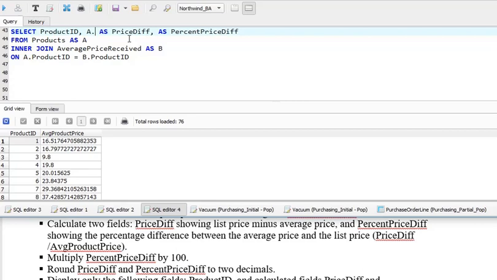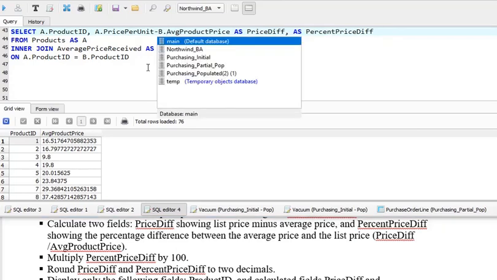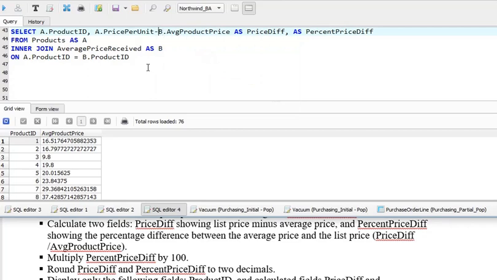So if we do A price per unit, I also need to specify where this product ID is coming from. Am I pulling that from A or B? Since I'm using an inner join, I could pull it from either one, but I'm going to be pulling from A product ID, and then from the products table, I'm pulling the price per unit, and then I'm going to be saying minus AVG product price, because this is the price actually received for each product, and that comes from the view, which is B, and that's now my calculation for price diff.